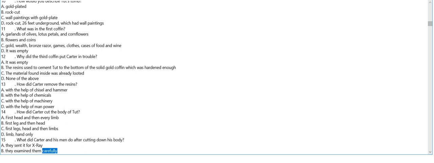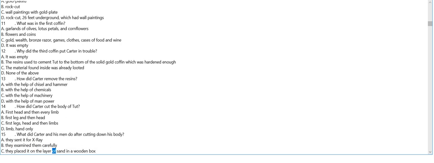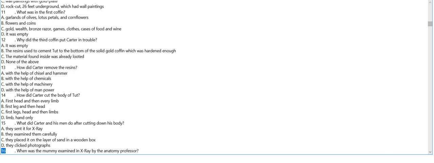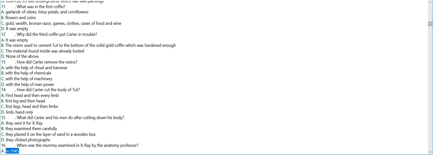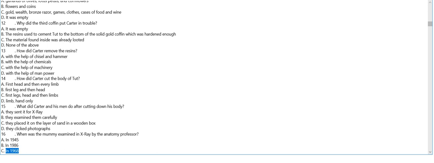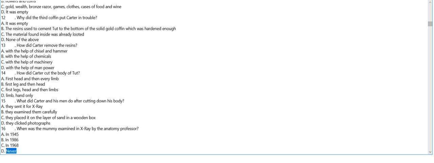B. They examined them carefully. C. They placed it on the layer of sand in a wooden box. D. They clicked photographs. 16. When was the mummy examined in X-ray by the anatomy professor? A. In 1945. B. In 1986. C. In 1968. D. Never.